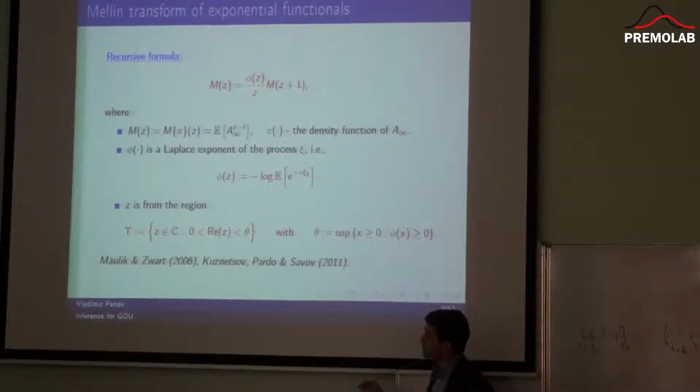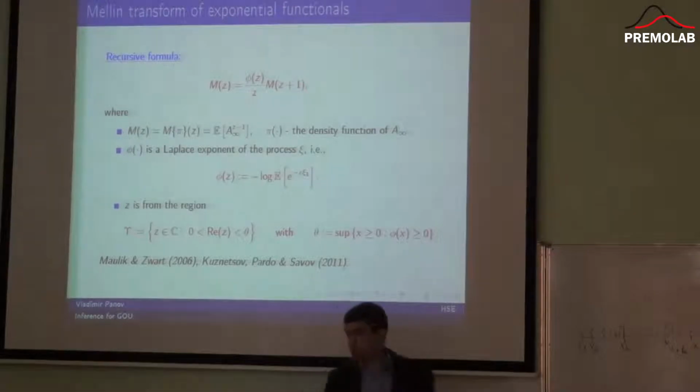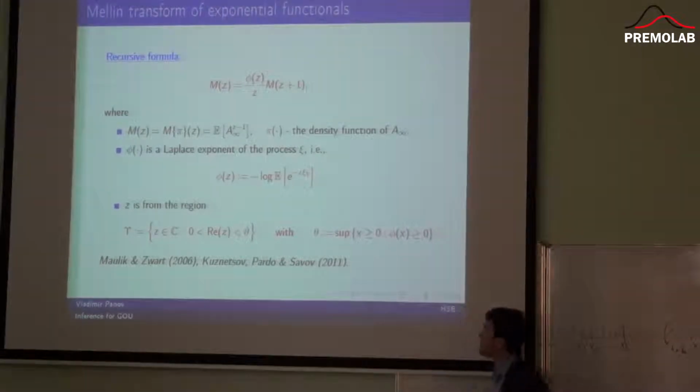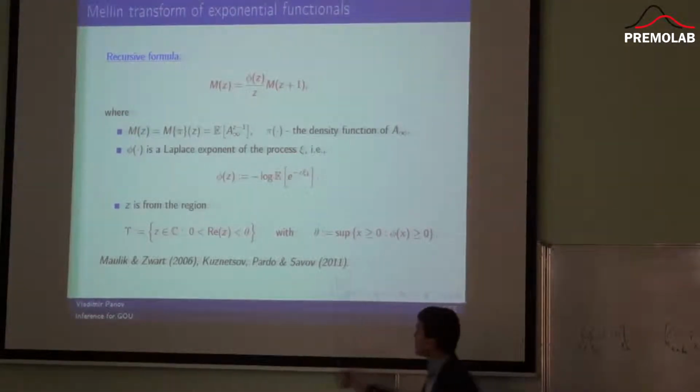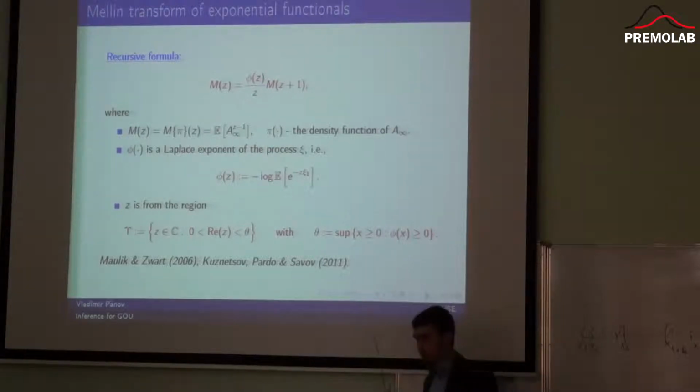This recursive formula was first proven by Maulik and Swart, but their proof is valid only for real zeta. And later, 5 years ago, it was proven by Kuznetsov, Pardo, and Savov, in exactly the same formulation as it is written on this slide.